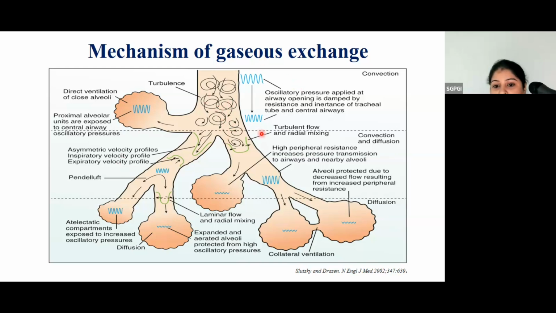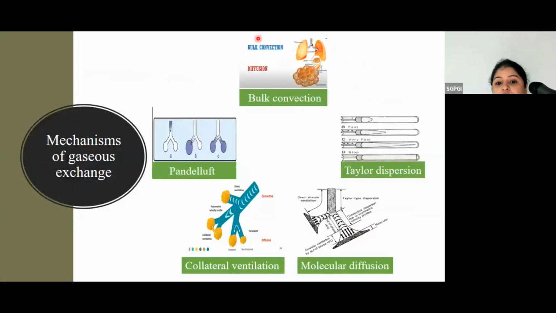So the gaseous exchange occurs by different mechanisms in the different areas. In the proximal airways, it is basically the bulk convection mechanism which is helping in the gaseous exchange. Oscillatory pressure applied at the airway opening gets dampened by the resistance of the tracheal tube and central airways. In the middle airways, it is both convection and diffusion which are operating. And in the distal airways, it is mainly the diffusion process which is helping in the gaseous exchange. Bulk convection means that there's a large movement of the gaseous molecules due to the high pressure gas which is propelled into the airway, and it also leads to the aeration of the alveoli which are near to the proximal airways.